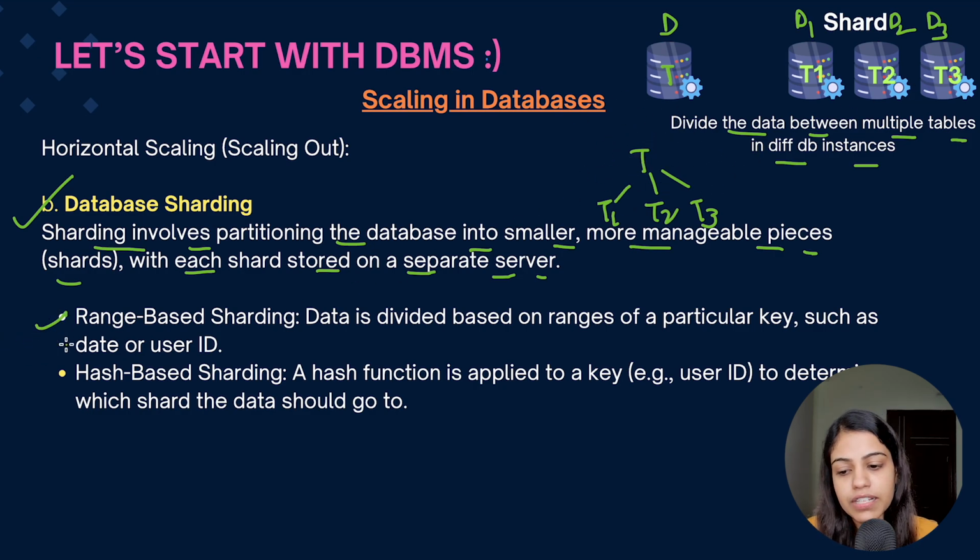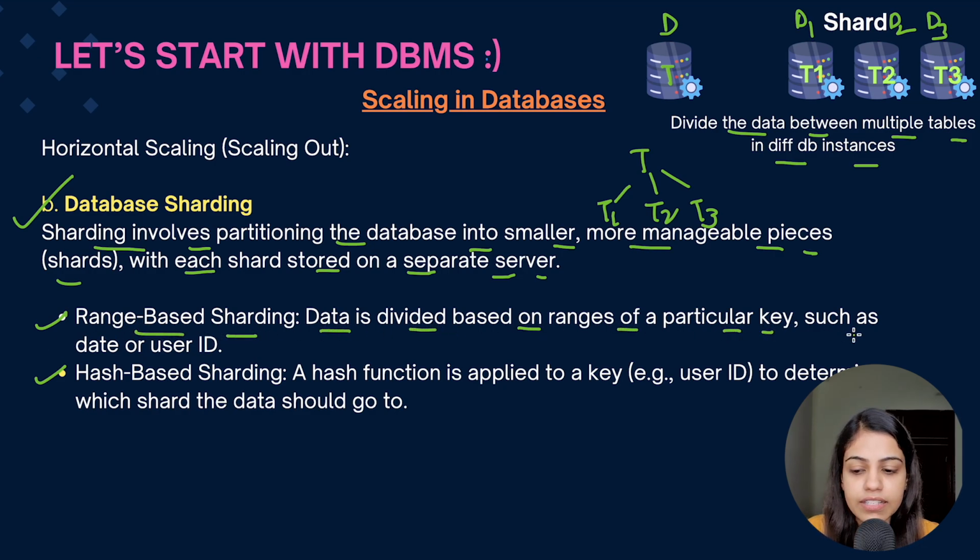So there are two ways in which we can do the sharding. First one is range-based sharding, in which the data is divided based on the range of a particular key, such as date or user ID. So if there is a key which is present, on that particular key we will decide the range on which the data should be divided into different tables. Like 1 to 5 is going to T1, then 5 to 10 is going to T2, then 10 to 15 is going to T3. So on the basis of range, we divide the data among different tables.